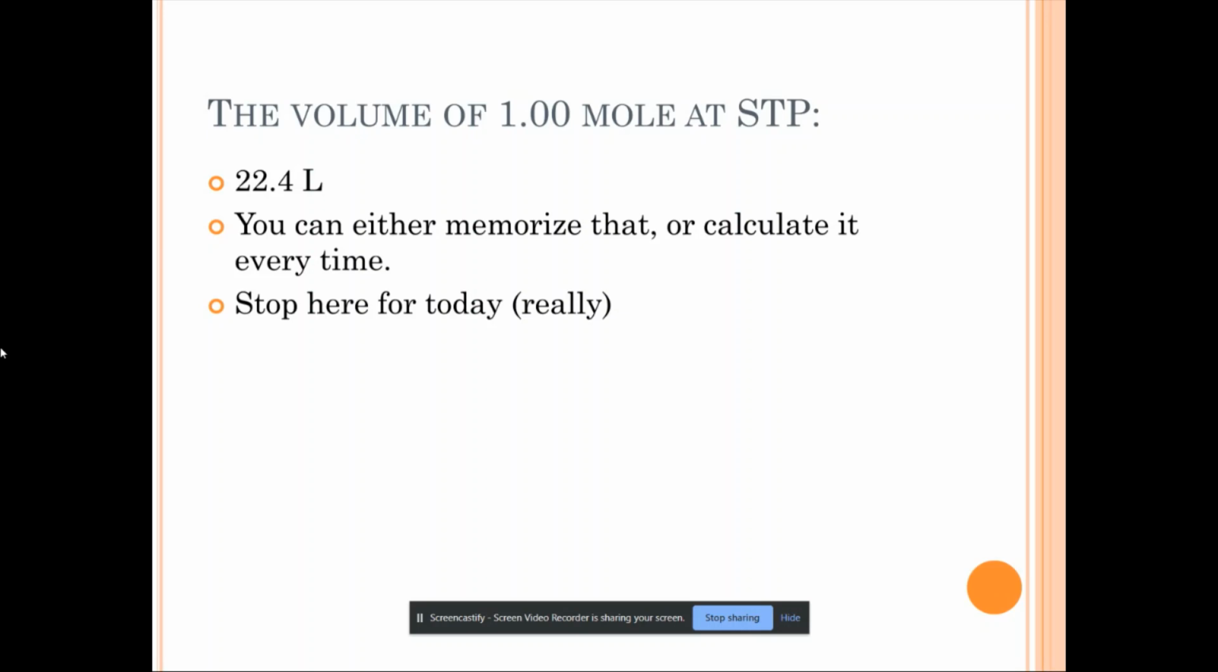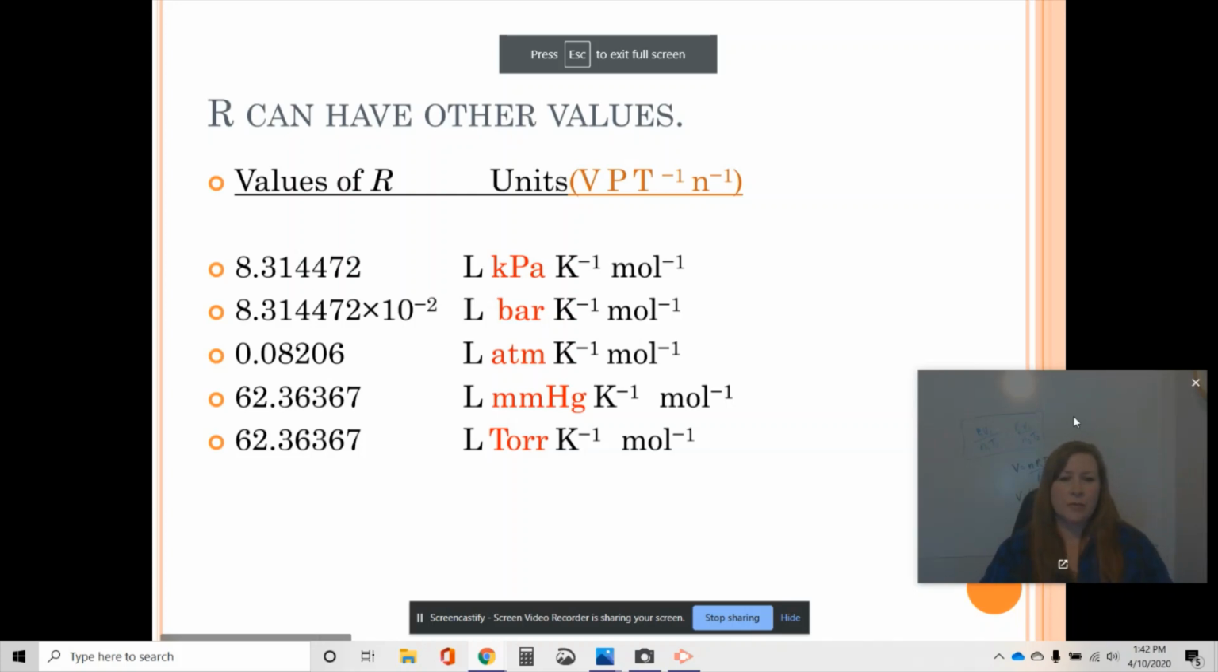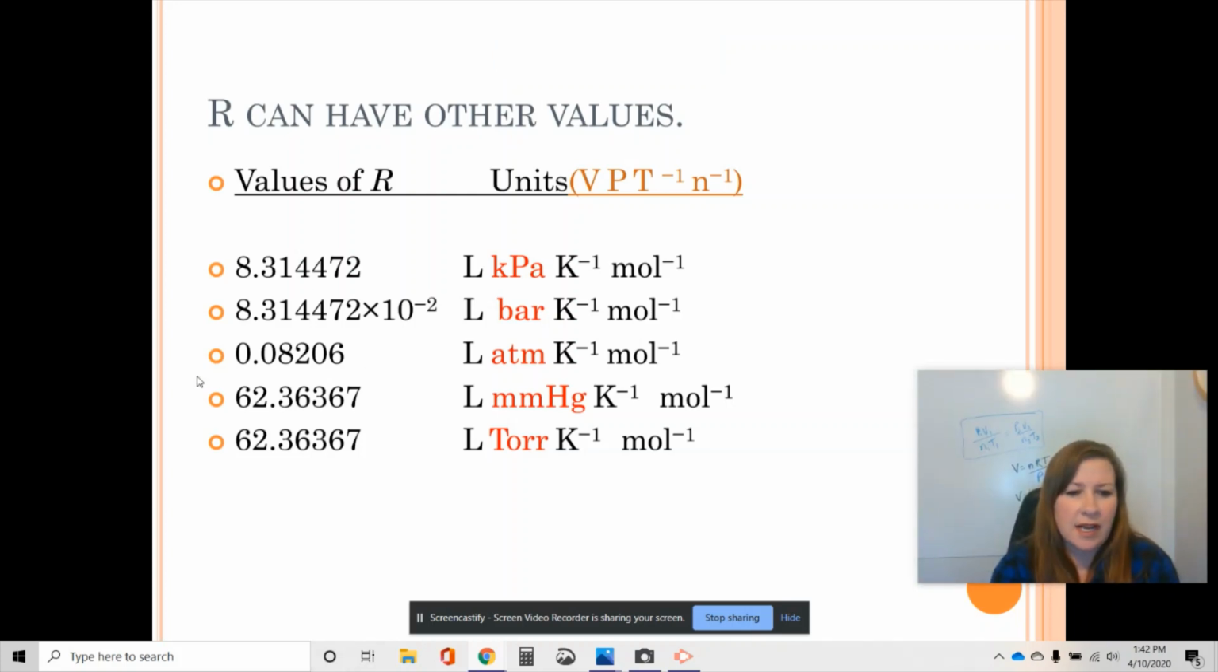And it says stop here for today, but we're not going to stop just yet. So R, remember we said it has the value 0.08206, and that is liters atmospheres per mole Kelvin. So moles and Kelvin go on the bottom of the fraction. But because there are so many different units for pressure, there are different values that you can use for R. So if you use these values for R, you don't have to convert the pressure to atmospheres.